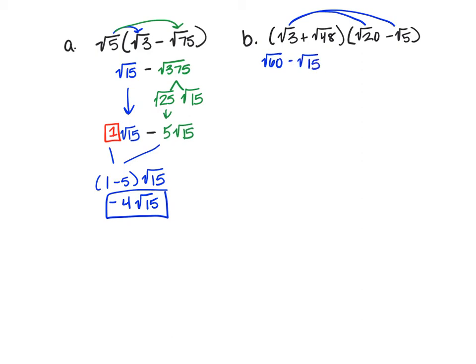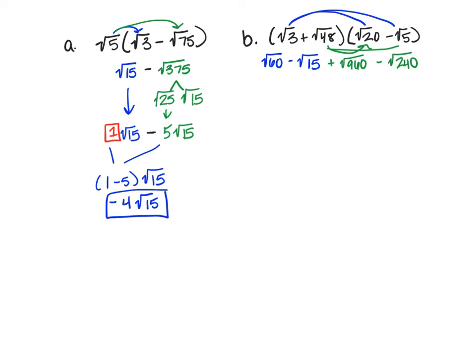Here's where it might get a little ugly. Root 48 times root 20 is root 960. And then our last ones would be root 48 times root 5. That would be minus root 240. So I don't know about you, but I am not feeling these large numbers at all. So I'm going to see if I can just simplify the radicals first and then see what happens.